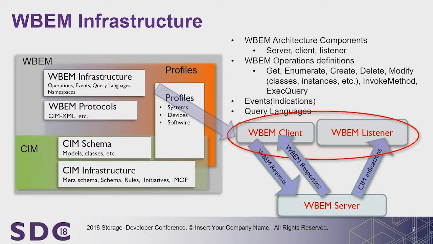The basic architecture consists of these 3 pieces. It has a defined set of operations: get, enumerate, and so on. It has a concept for events and indications and how you subscribe to them, and it has a set of built-in query languages.